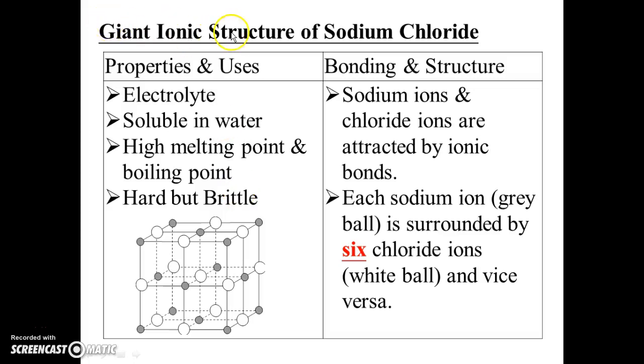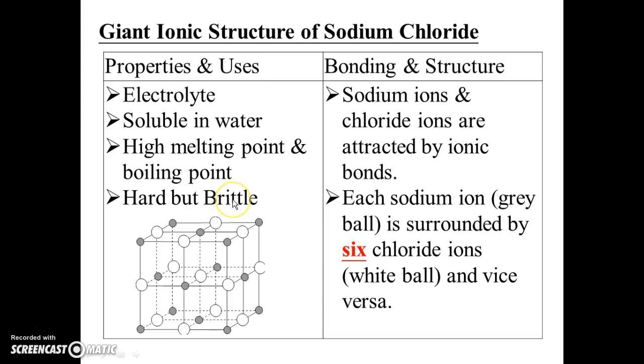So giant ionic compounds are electrolytes. That means they can only conduct electricity in the molten and aqueous states. They are soluble in water, of course. Most of them are soluble in water. We will learn about which of them are soluble and which are insoluble in later chapters. They have high melting and boiling points, and are hard but brittle.